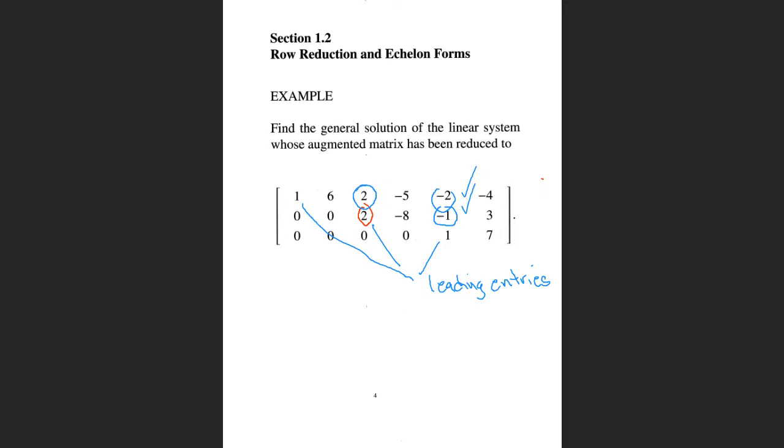So if you look along the row, in the first row, the 1 is the first non-zero number. The second row, the 2, is the first non-zero number. It's a leading entry, you see? And okay, so let me ask you this. Is this a consistent system? It is. Because we don't see any problem here.